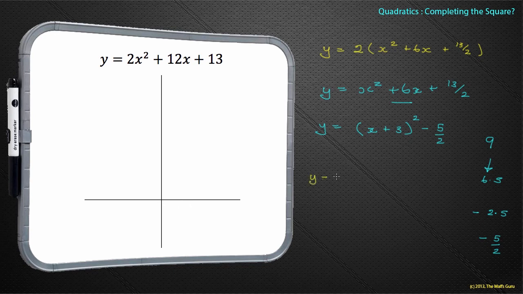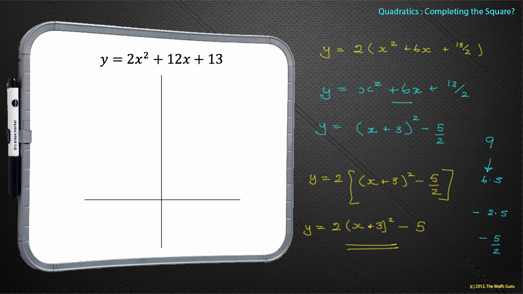So I've got y is equal to 2, and now square brackets to help us differentiate, x plus 3 squared minus 5 over 2. What does this 2 tell us to do? We now multiply out my brackets and I get 2 brackets x plus 3 squared minus, well, 2 times 5 over 2 is minus 5. And there we have our completing the square.